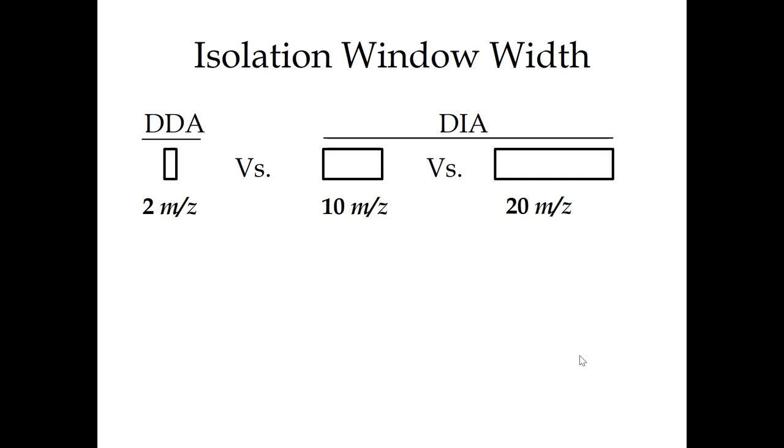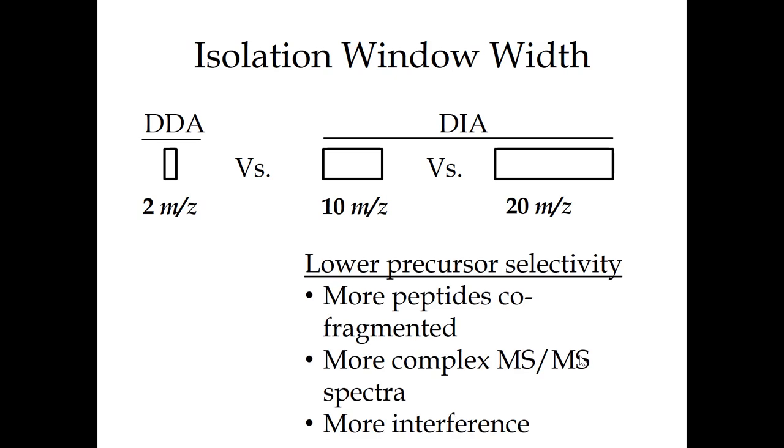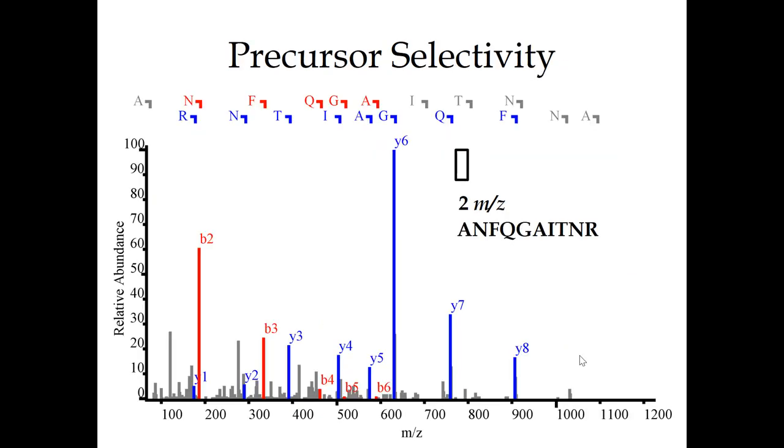Isolation window width, we've already talked about this a lot, but just to put it in perspective, DDA methods might have a 2 m/z isolation, DIA might have a 10 or a 20 m/z isolation width. As you increase that width, more peptides are co-fragmented, your spectra are more complex, and you're going to have more interference chromatographically. Here's what that actually looks like.